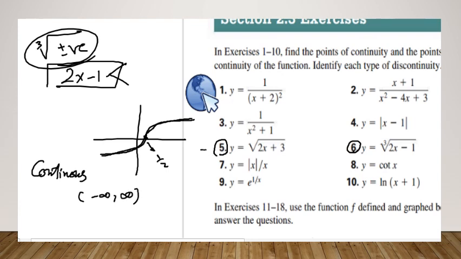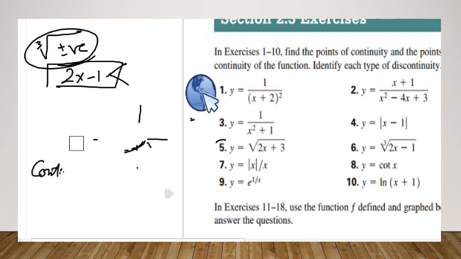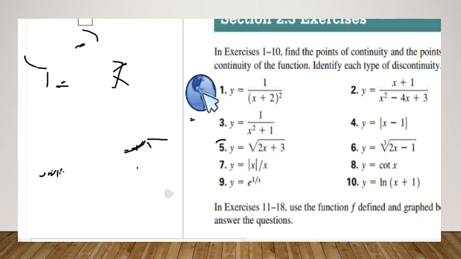So the difference between number 5 and number 6 is that number 5 is a root, but number 6 is a cubic root. Any questions so far? Let's go to number 7.